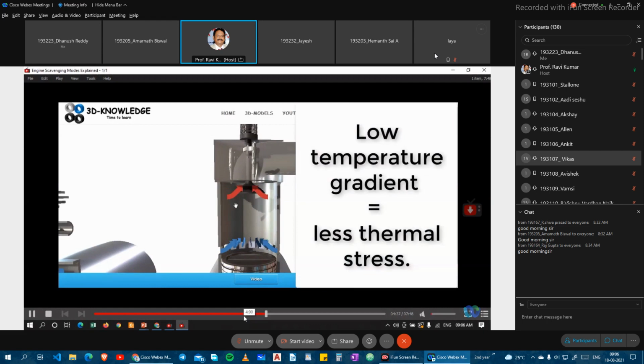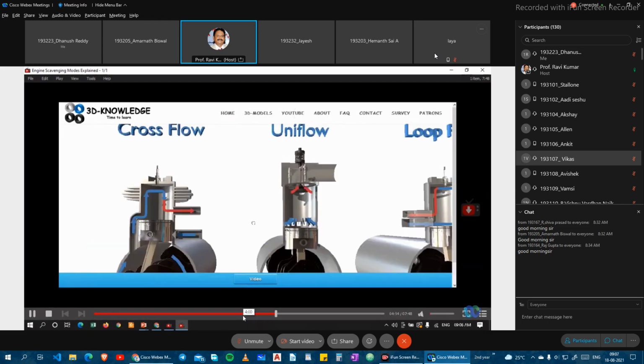Uniflow is not really common, but it is the common flow for multi-cylinder two-stroke engines. Now practical engines are available in cross flow and uniflow. Most of the engines will be available in those, but loop flow engines you can see very rarely. This is about the uniflow of the engines.